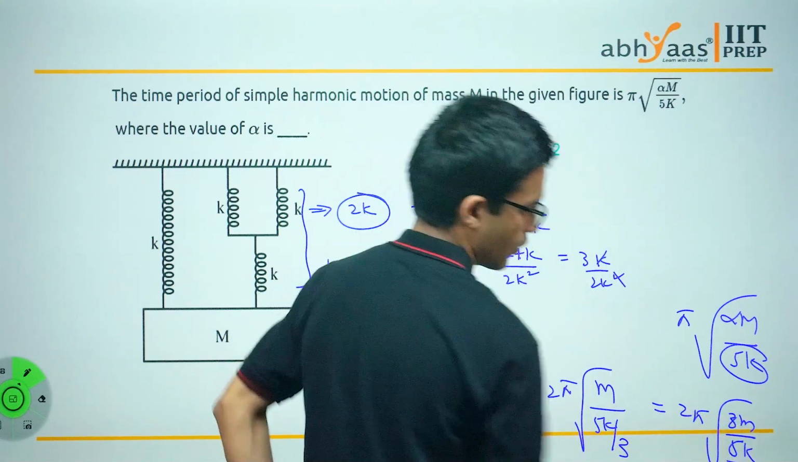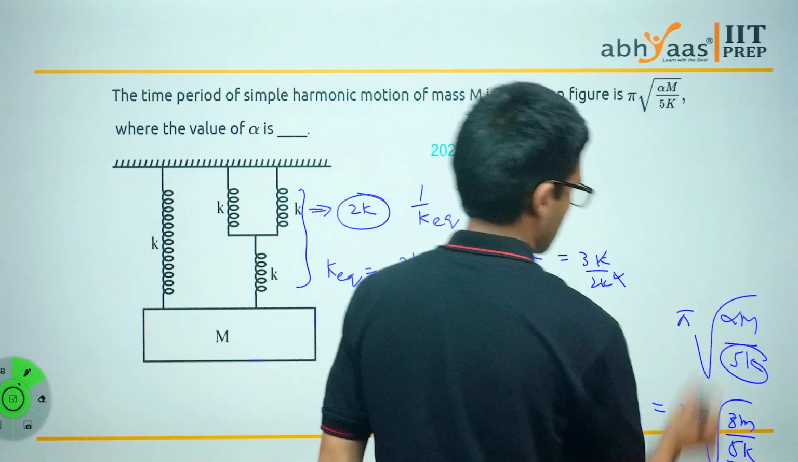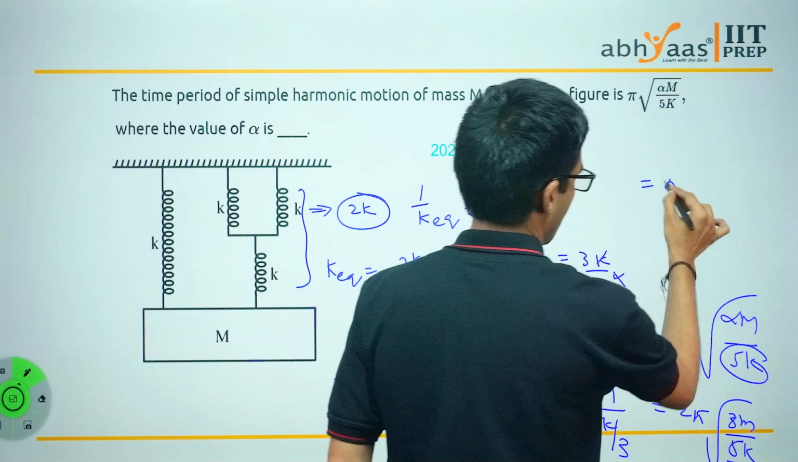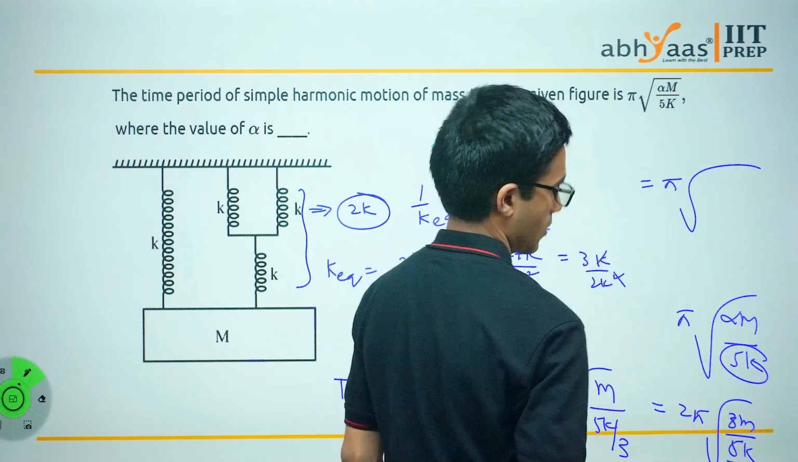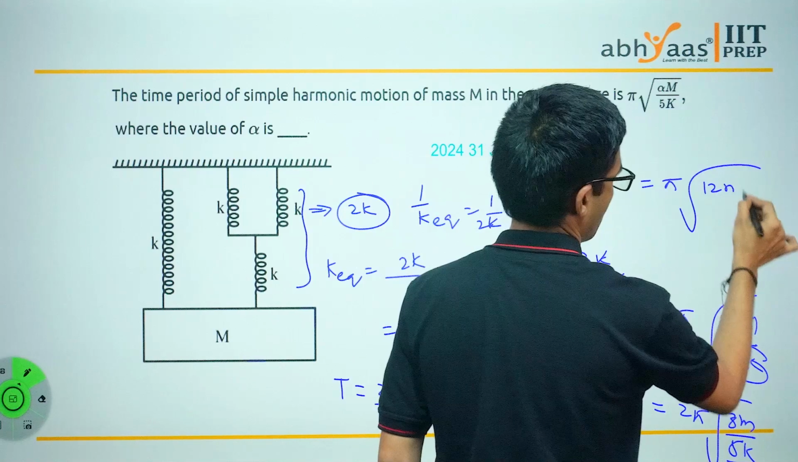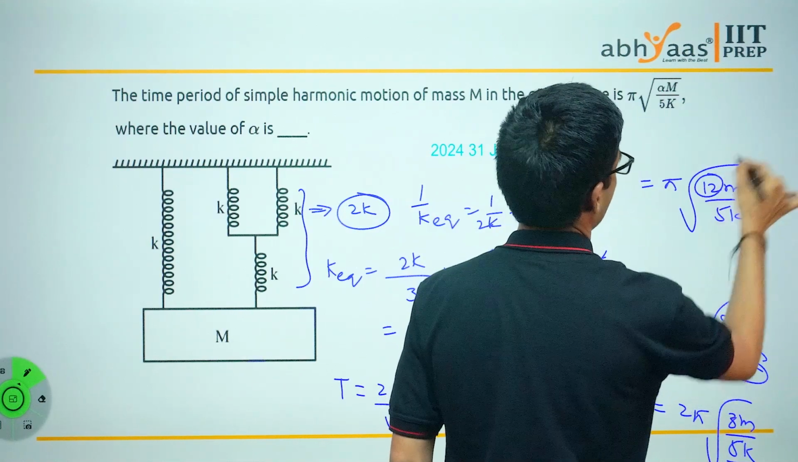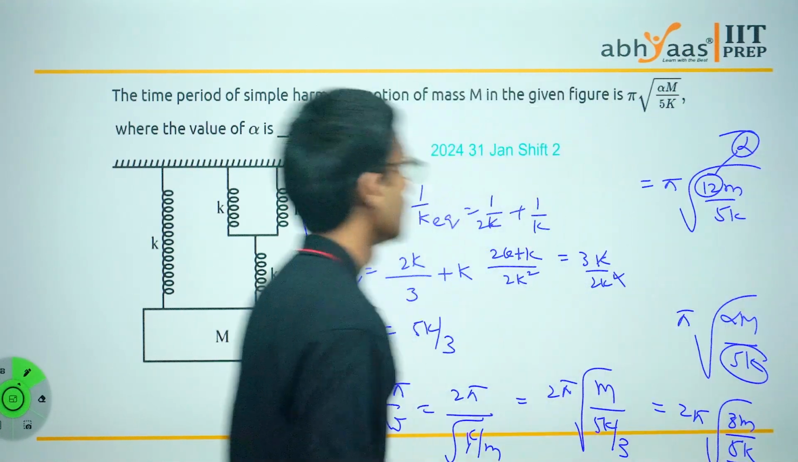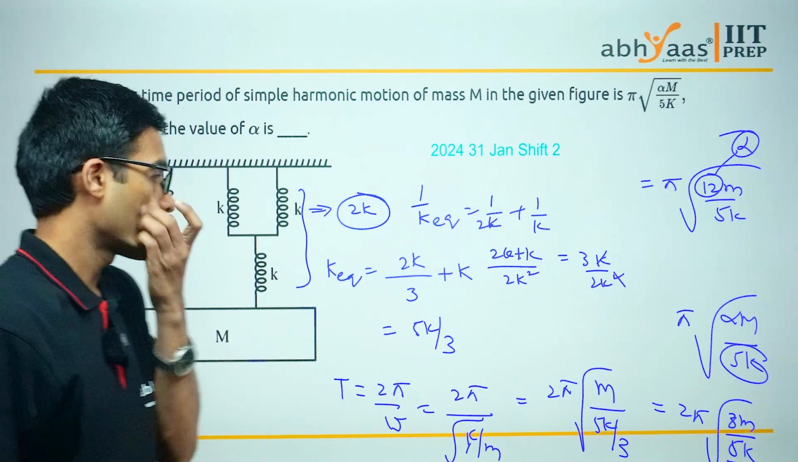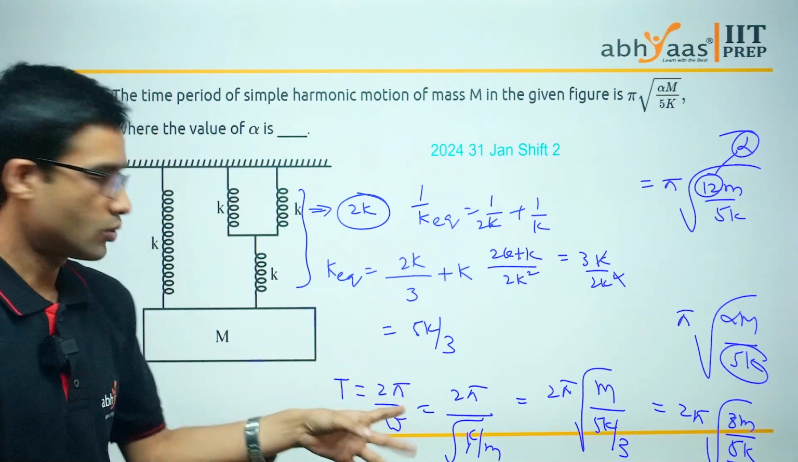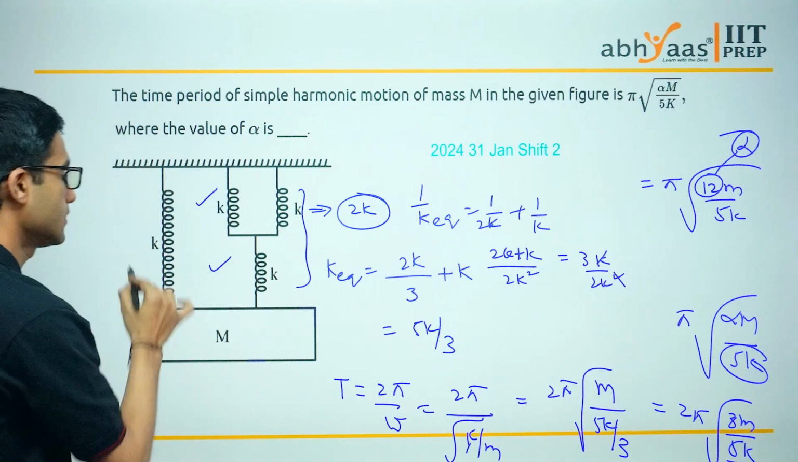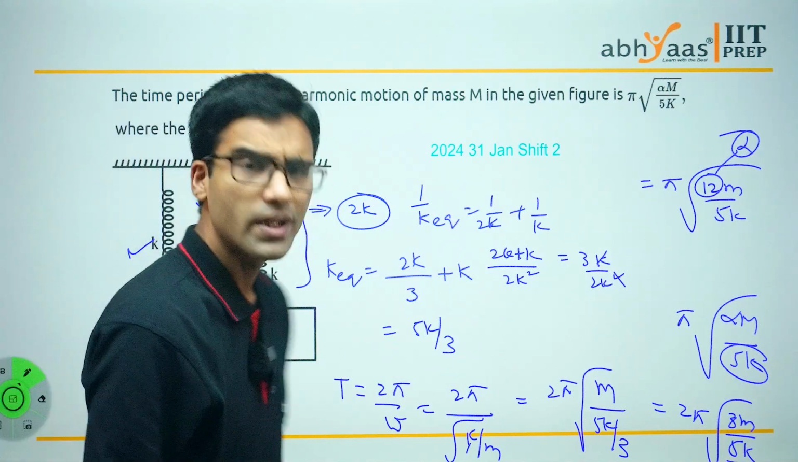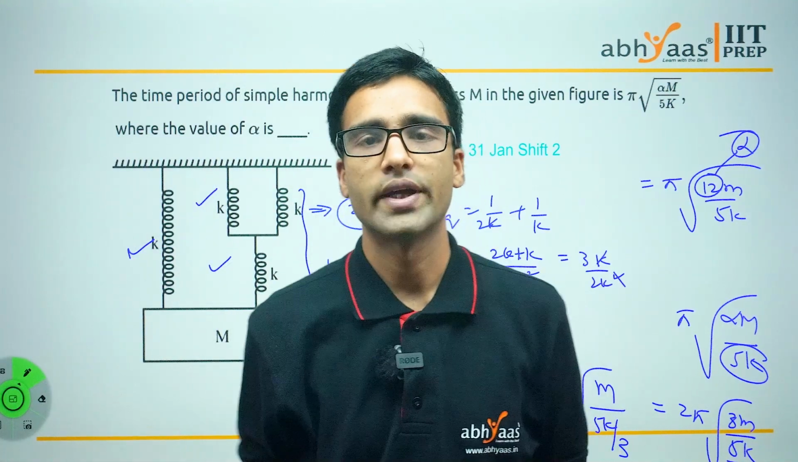But this 2, if you take it inside the root, becomes 4. So finally the answer is pi into root of 12m by 5k, since 4 times 3 is 12. So alpha is 12. This is the answer. It's just a simple formula; you need to substitute and know series and parallel combinations of springs.